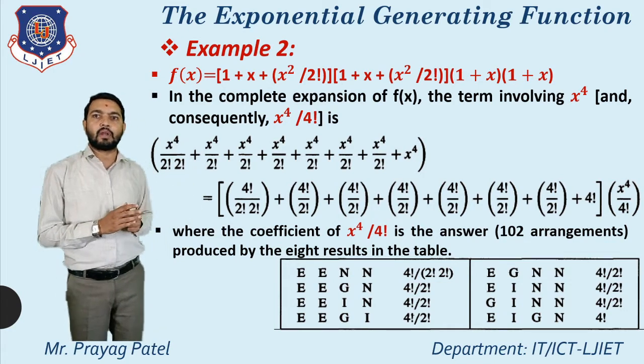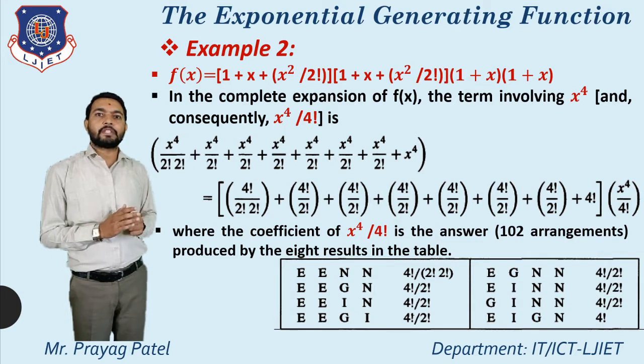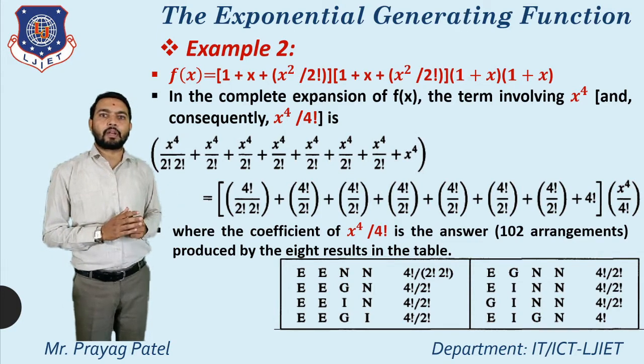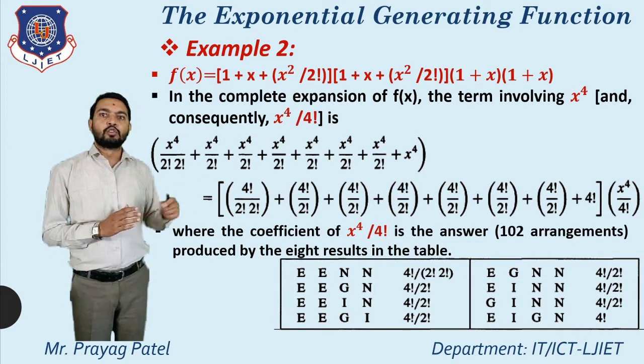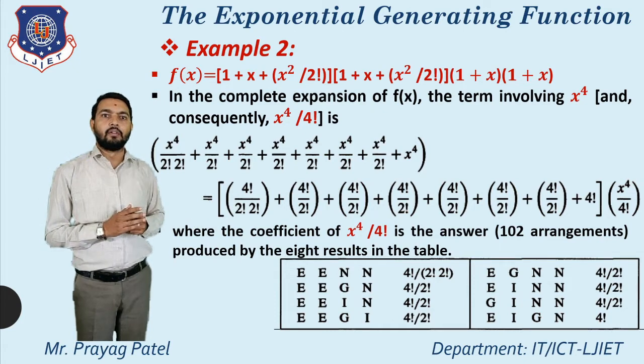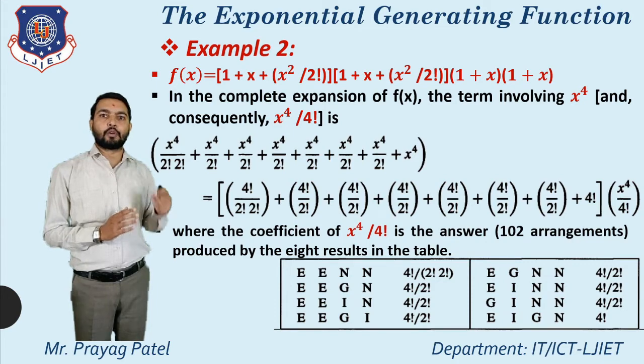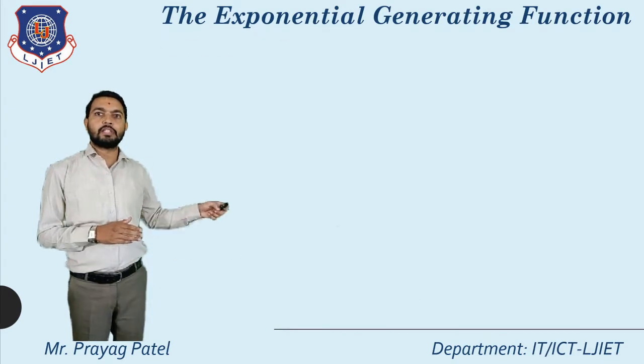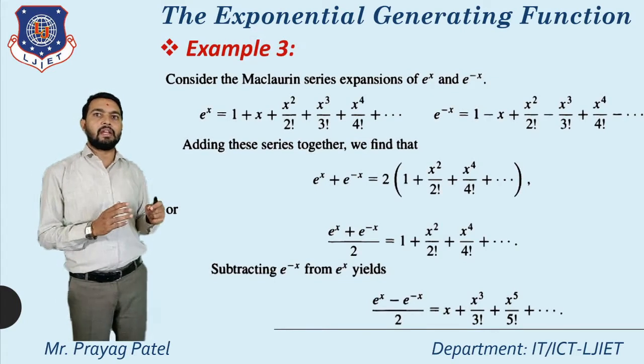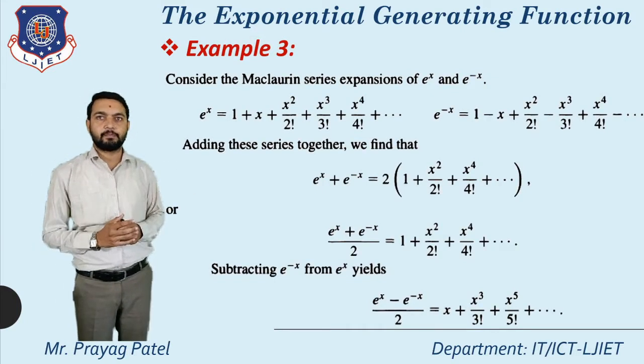This is a coefficient value. So here the coefficient of x raised to 4 divided by 4 factorial is our answer. If we solve this first part, then we will get 102. So 102 arrangements are possible for these 8 different ways. So this is a simple calculation of how we can find the exponential generating function.